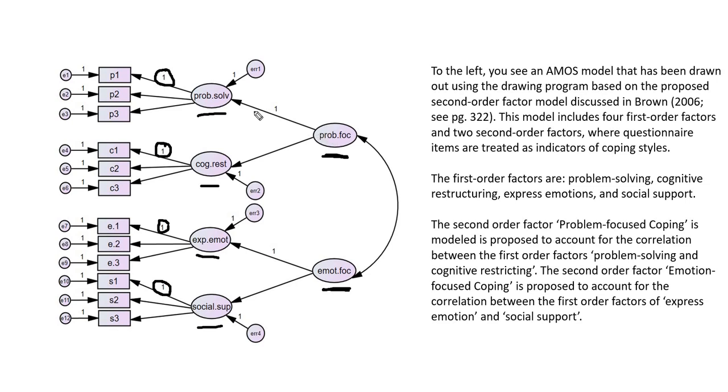You'll also notice that we have single-headed arrows from the second order factors pointing to the first order factors, and again I've fixed one factor loading in each of these cases to 1 in order to scale the second order factor. But another possibility is to fix the variances of the second order factors to 1. That's another option as well. One other thing to note here too is that we have an error term associated with each of our first order factors, and that's reflecting the variance that's unaccounted for in the first order factors by the second order factors.